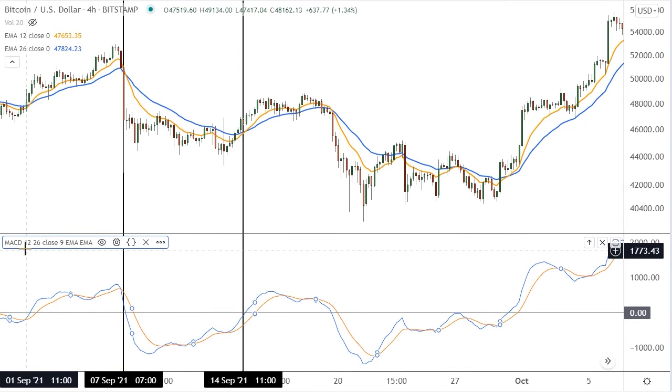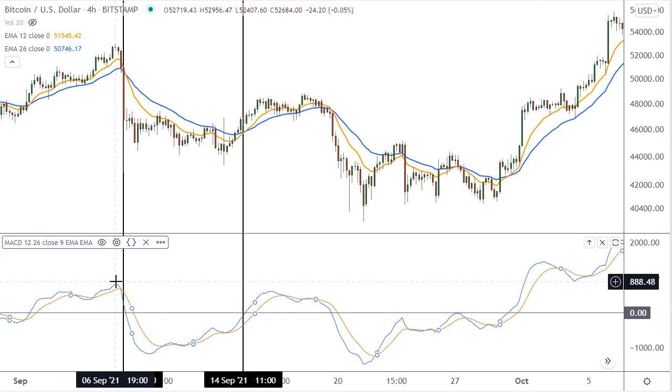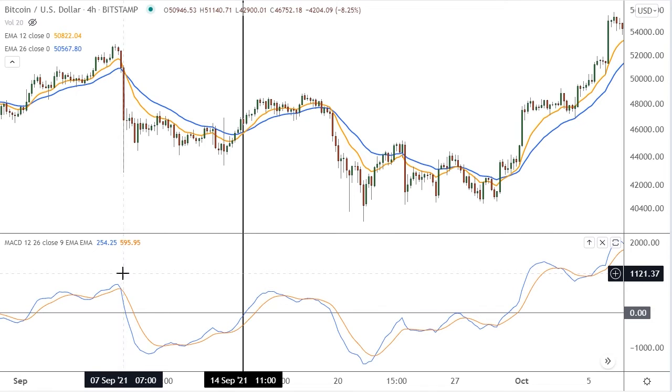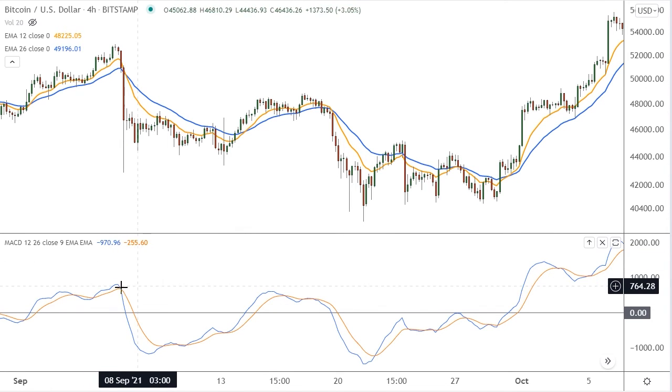So now the blue line represents the difference between the 12 and the 26 EMA. And then the signal line represents a 9-period moving average of this blue line. And so it's a signal line in that when the blue line crosses down below the orange line, that's a signal to sell. When the blue line crosses above the orange signal line, well, that's a signal to buy. And so that's why it's called the signal line.